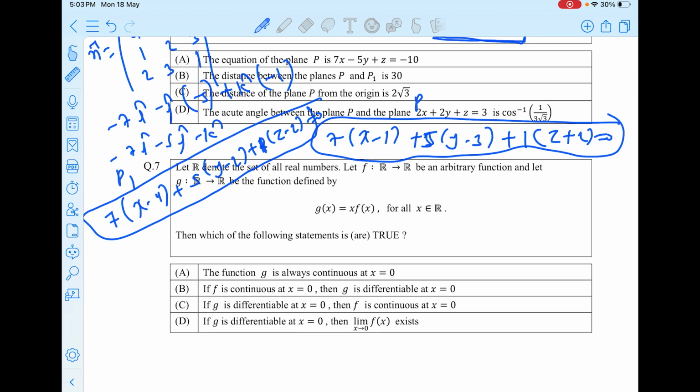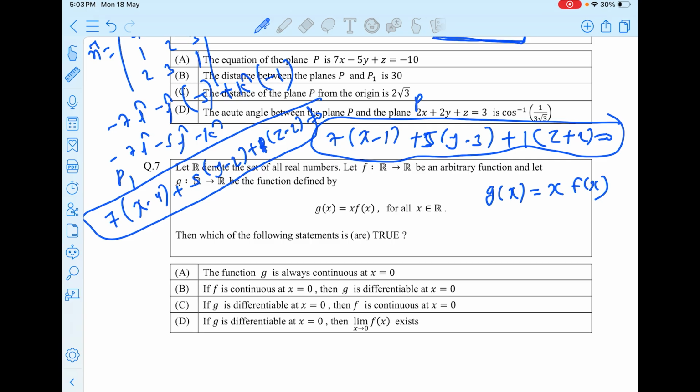R denotes the set of all real numbers. Next question. f is an arbitrary function such that g(x) is equal to x f(x). Now they are asking which of the following statements is true. First option: the function g(x) is always continuous at x equal to 0.